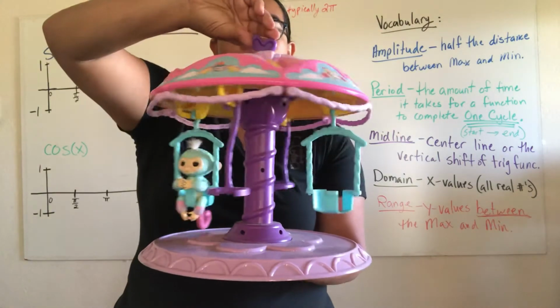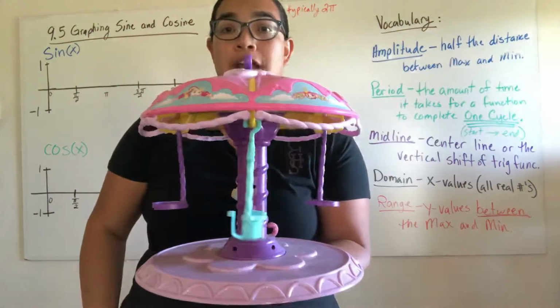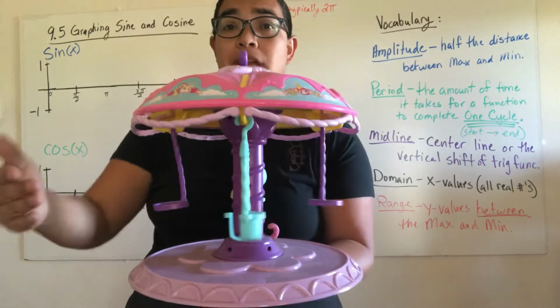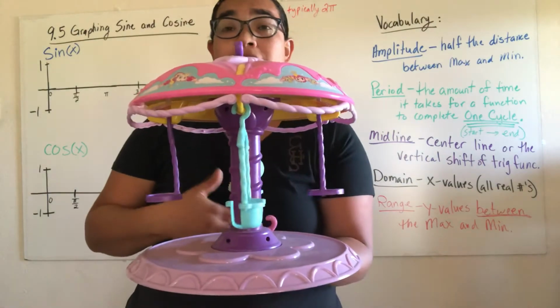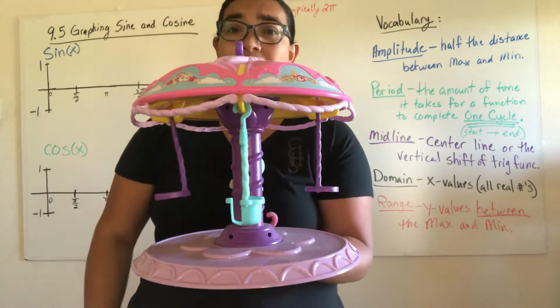Give it another quarter turn. Look at where the monkey's at now. When I give it a full turn, this is a full turn now because four quarters make a full turn. Now you can't even see the monkey. He's totally behind the back of this merry-go-round. He's also the furthest away he's ever going to get from you. This is as far as he gets.